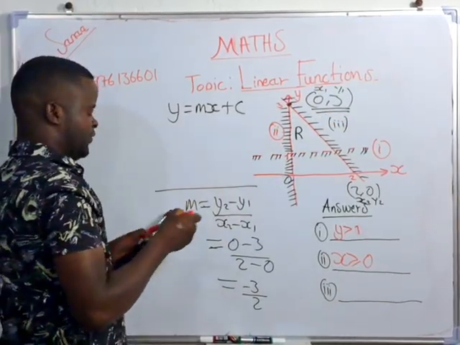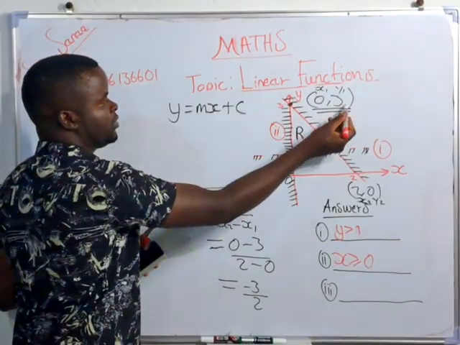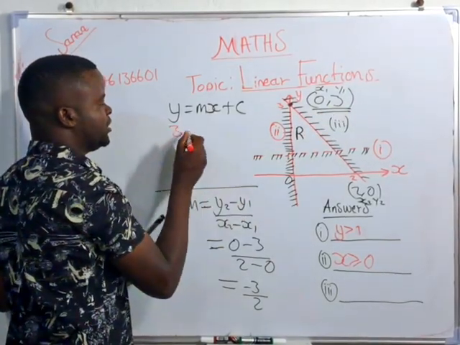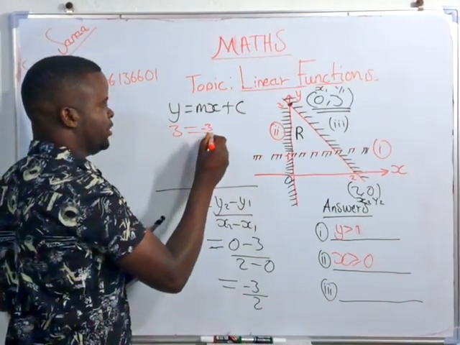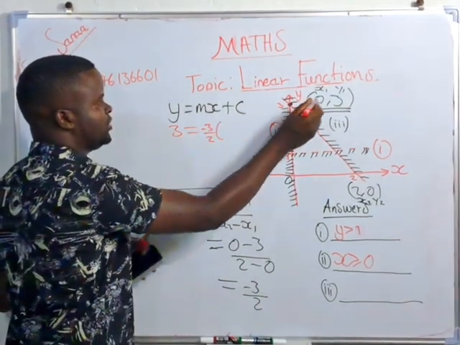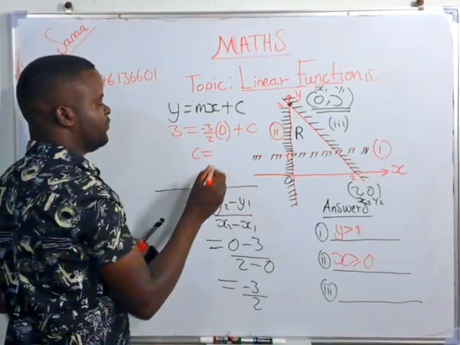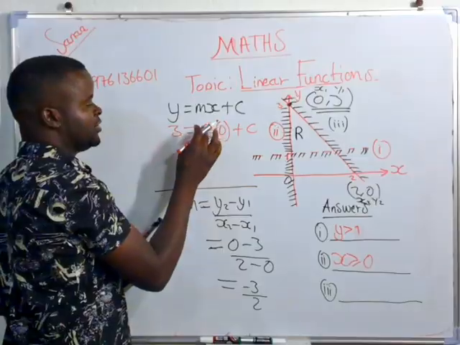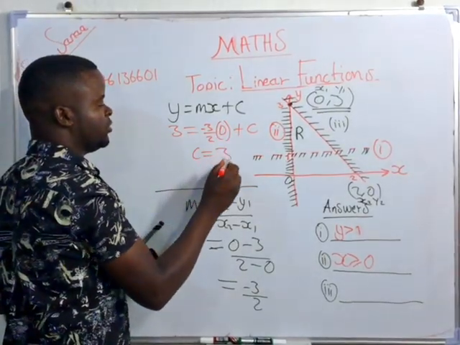So let's find the value of constant c. According to the pair of coordinates 0, 3, my y is representing a 3, and m, we have it here, it is a negative 3 over 2, and the x coordinate is 0, plus c. So definitely the value of constant c: negative 3 over 2 times 0 is 0. This simply means that c is equal to positive 3.